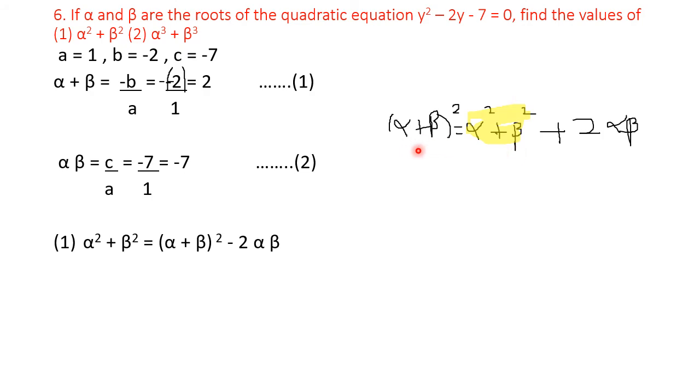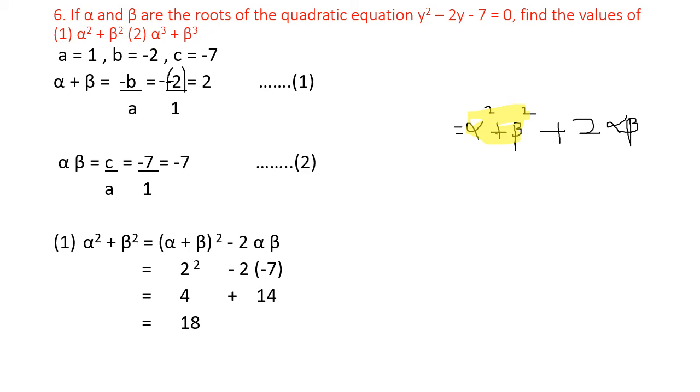Alpha square plus beta square will be equal to alpha plus beta the whole square, that's what I've written here. This plus 2 alpha beta goes there, so it becomes minus 2 alpha beta. I hope this is clear to you. Okay, this is our formula, which we rearranged to find out whatever we want. Now alpha plus beta is 2, so 2 square minus 2 alpha into beta, and we have found out beta alpha is -7. Now 2 square is 4, minus into minus is plus, 7 2s is 14. Okay, so 14 plus 4 is going to be 18.